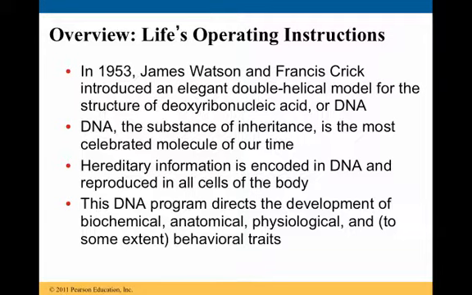So we knew DNA was the substance of inheritance. Some work had been done by a guy named Morgan. We'll talk more about him later on how DNA was inherited. But we knew that information was encoded by DNA and it reproduced in all cells of the body. And that DNA and the information encoded in the DNA directs the development of biochemical, anatomical, physiological, and a little bit of the behavioral traits of organisms.